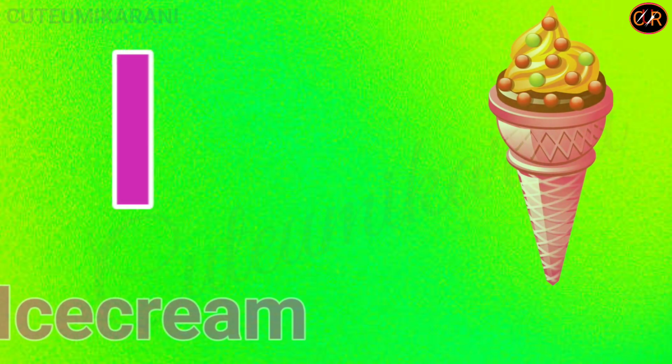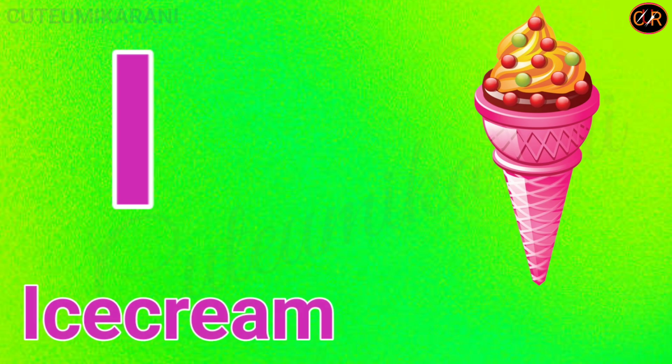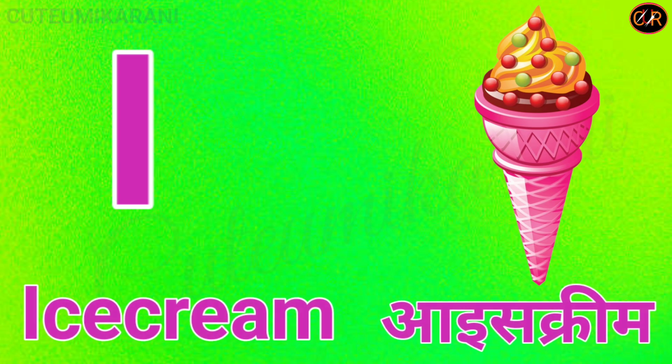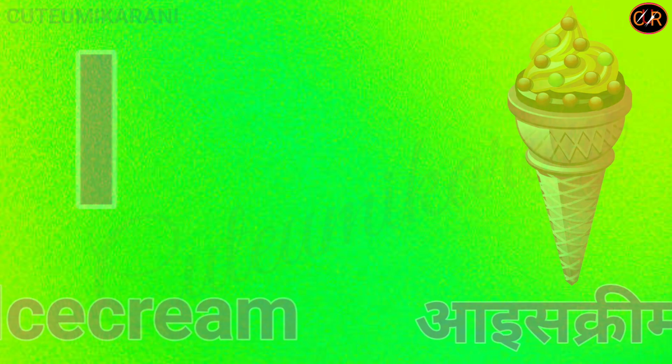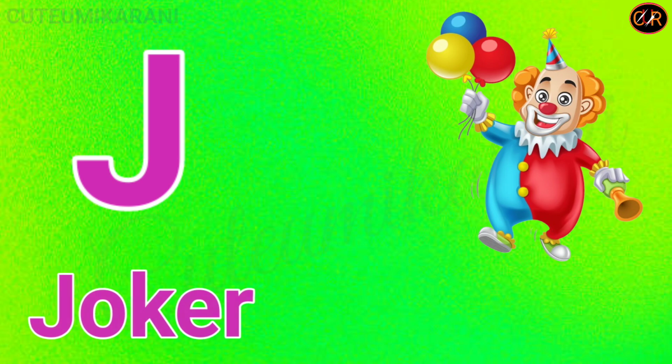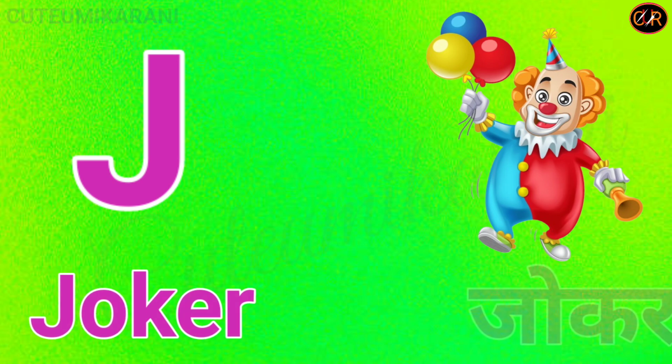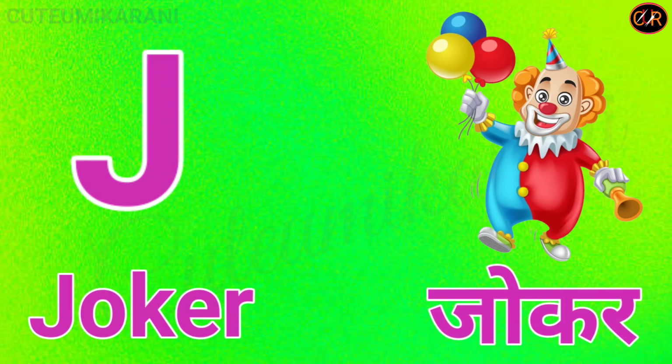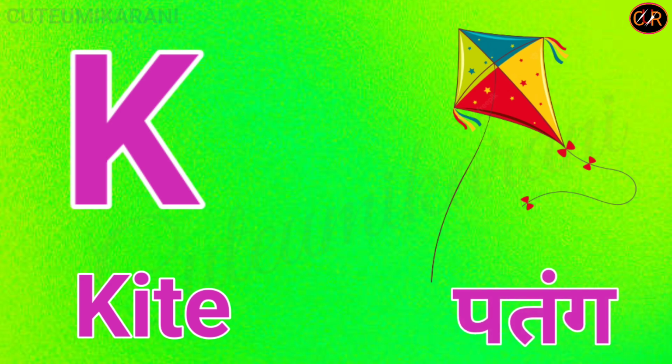I for ice cream. Ice cream means ice cream. J for joker. Joker means joker. K for kite. Kite means patang.